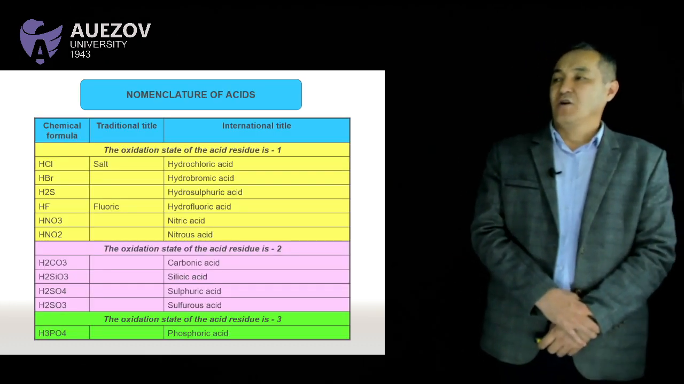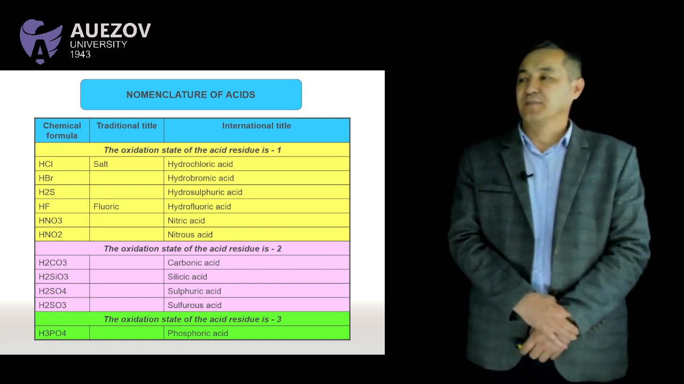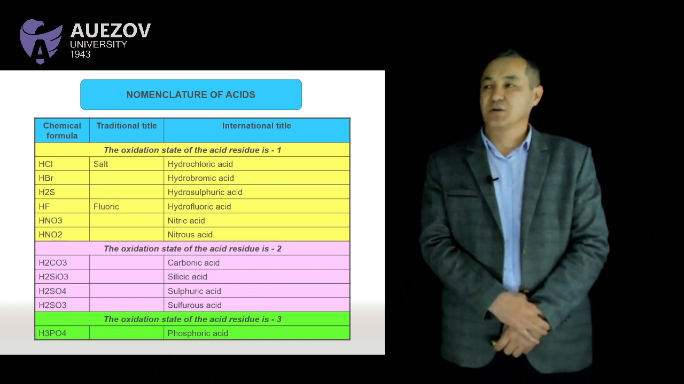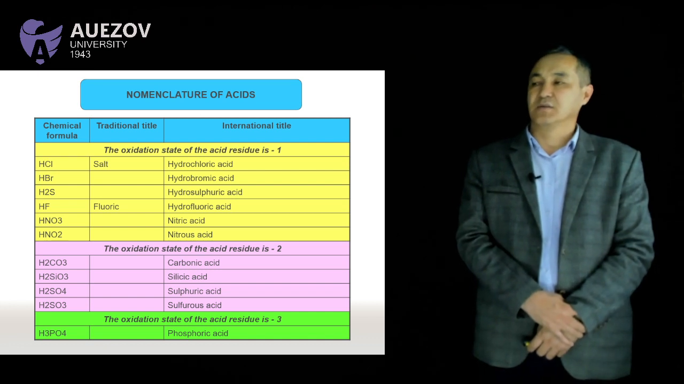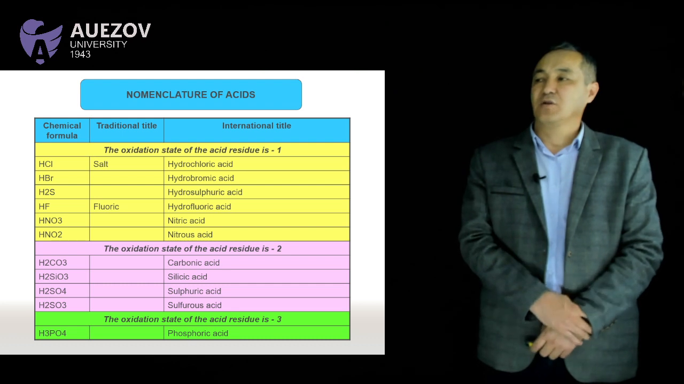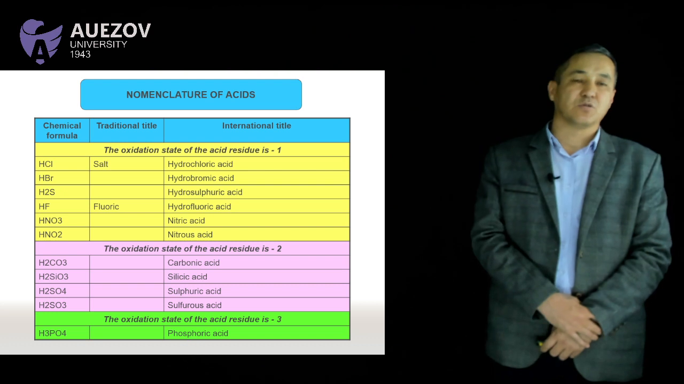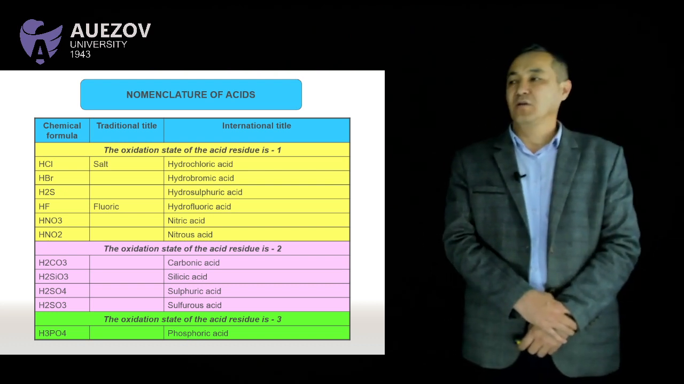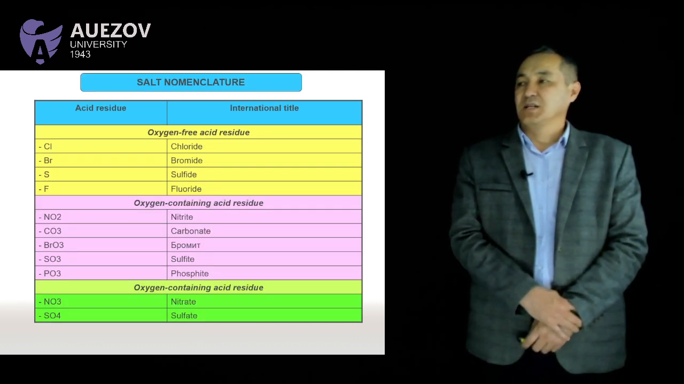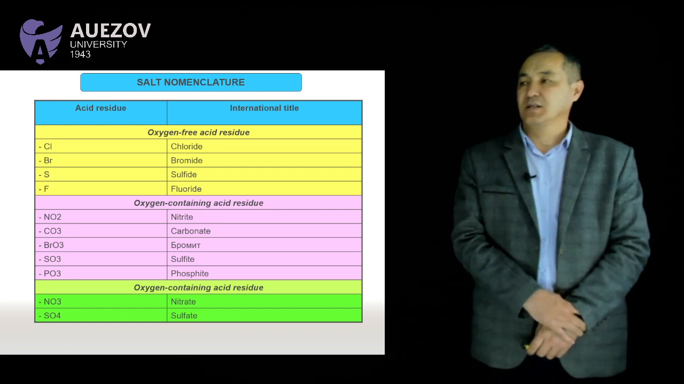About nomenclature of acids, in the traditional title, salts and other chemical substances we can call, for example, hydrochloric acid. According to the traditional title, we can call salt simple salt. Salt nomenclature we can see on the last slide.